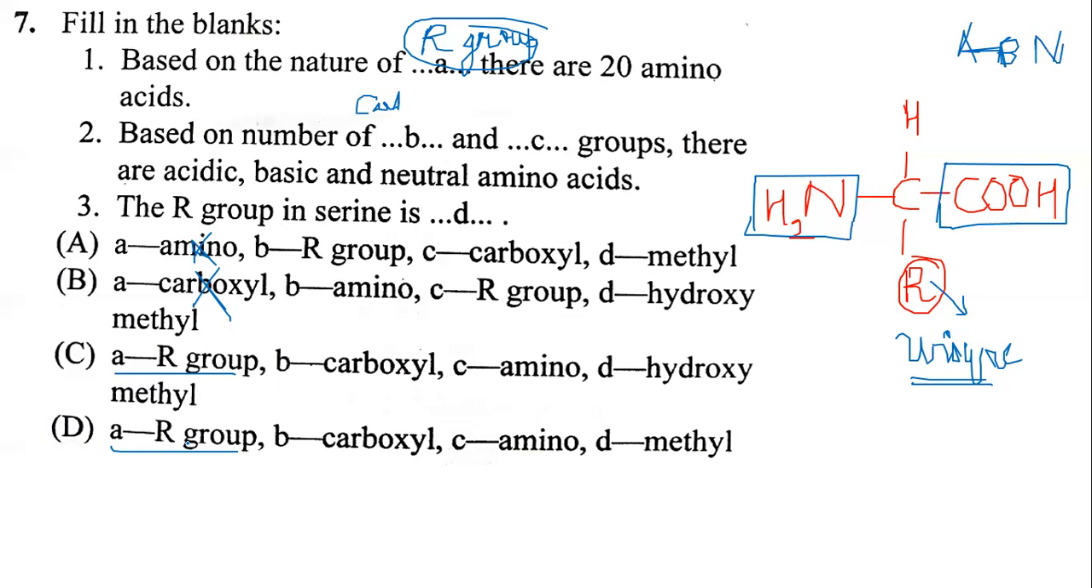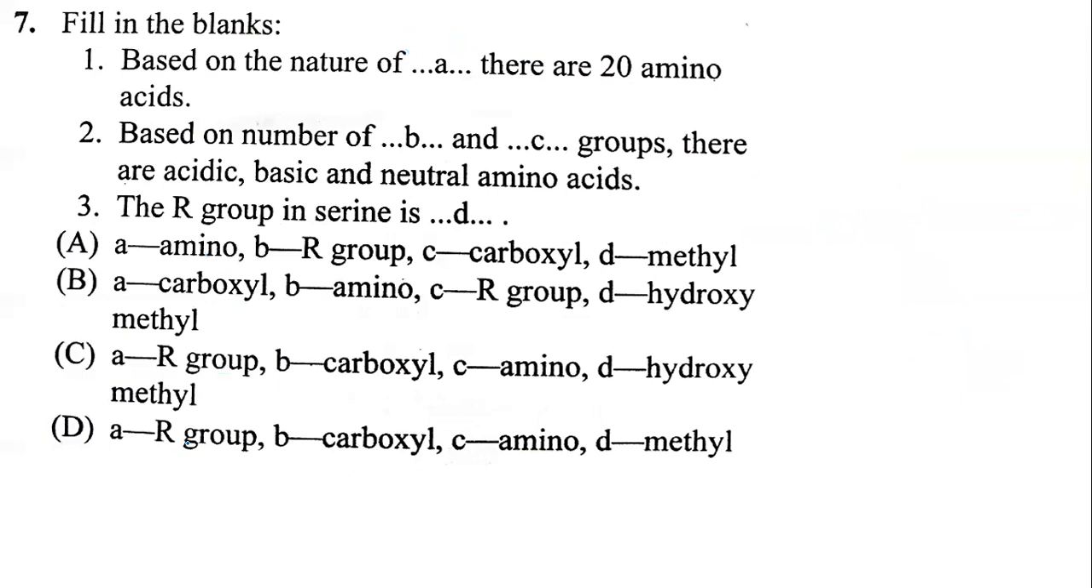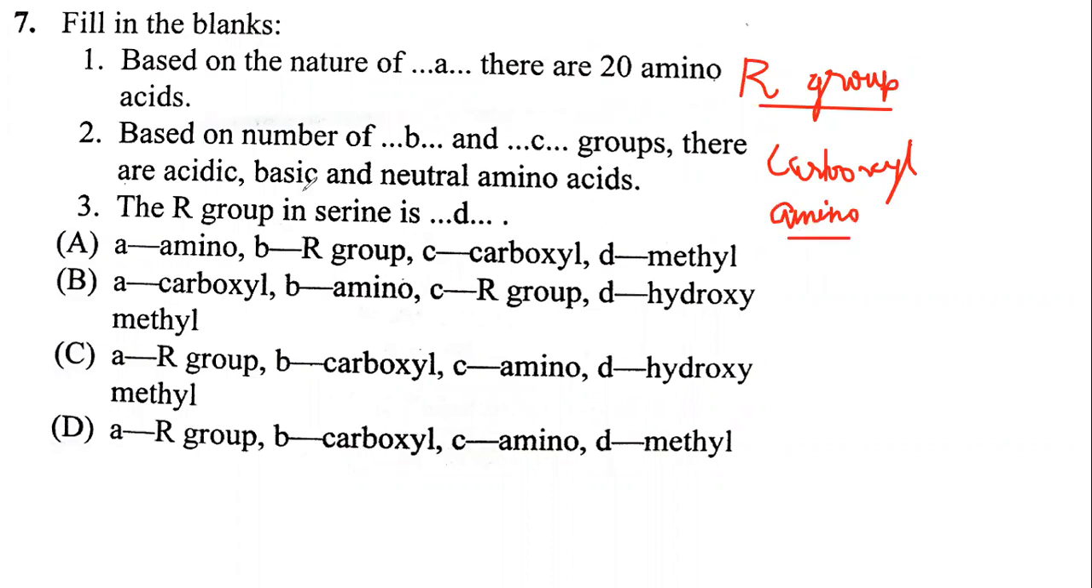One second, everybody. Let me take the annotation pen. Okay, so listen very carefully, everybody. Here it is based on the nature of the R group. And based on the nature of the carboxyl group and the amino group, they are classified into acidic, basic, and neutral amino acid.